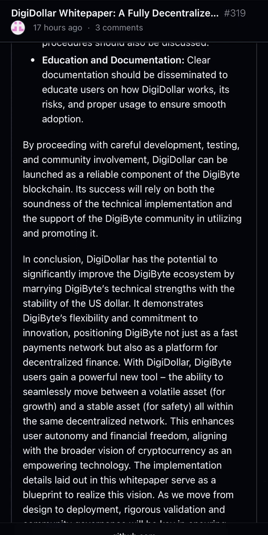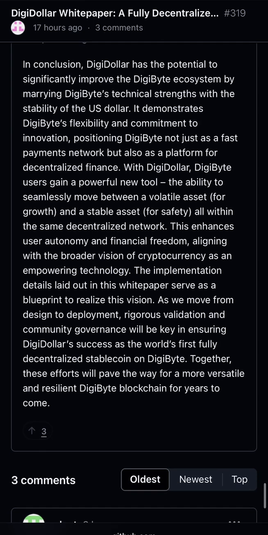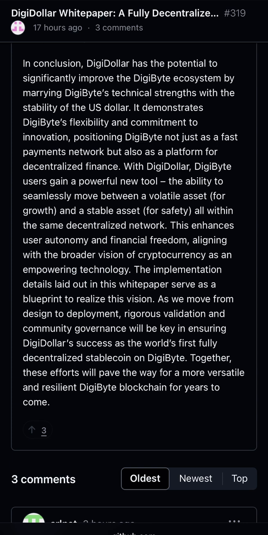Education and documentation: clear documentation should be disseminated to educate users on how DigiDollar works, its risks, and proper usage to ensure smooth adoption. By proceeding with careful development, testing, and community involvement, DigiDollar can be launched as a reliable component of the DigiByte blockchain. Its success will rely on both the soundness of the technical implementation and the support of the DigiByte community in utilizing and promoting it.